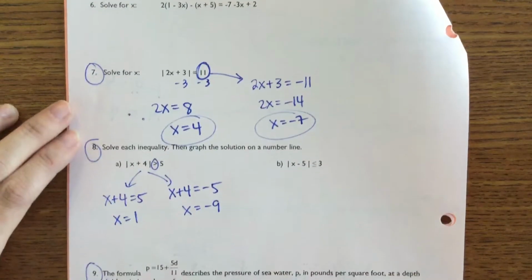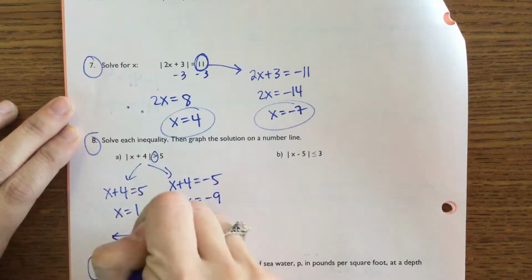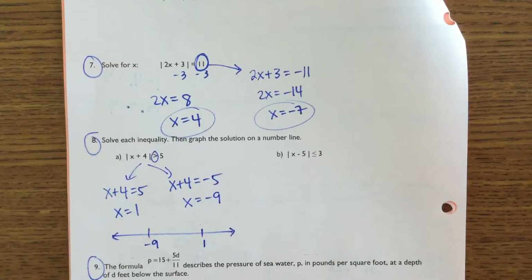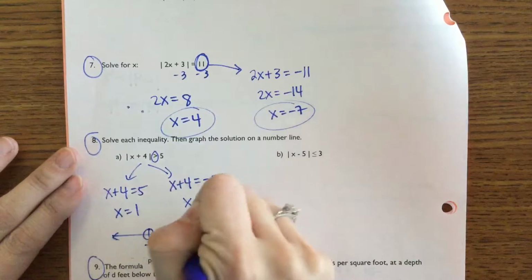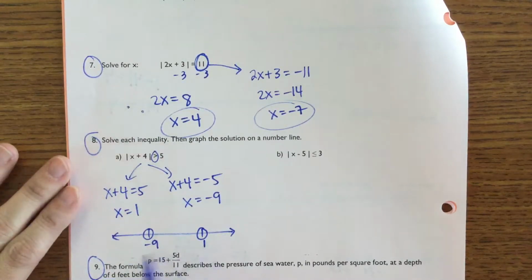Okay, this is an inequality though, which means it has to be graphed on a number line. So I'm going to have negative 9 and 1. Am I going to have open or closed circles at those? Open. How do I figure out where the shading is? Plug in a point. What is the easiest point to plug in? 0. In this case, you can plug in 0. You can always plug in any number except those 2.